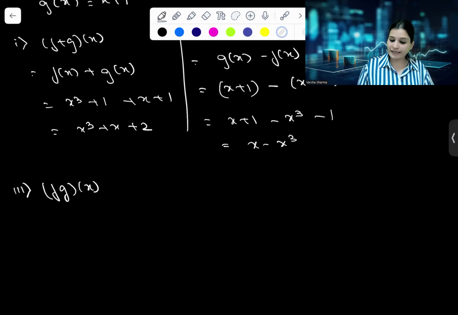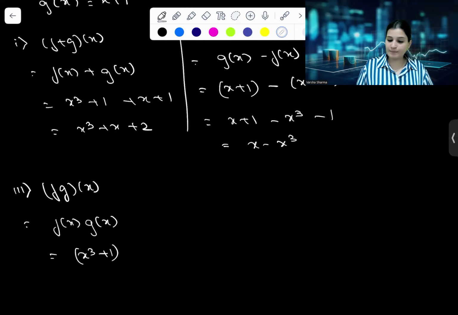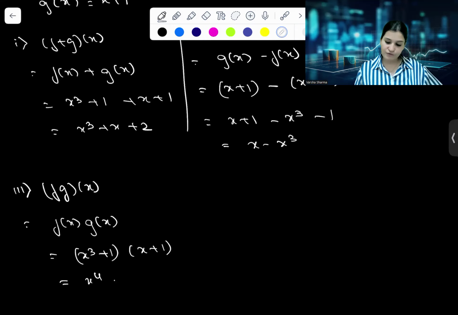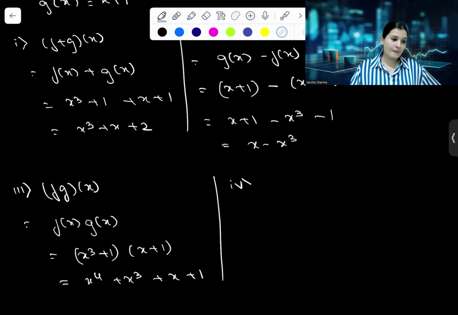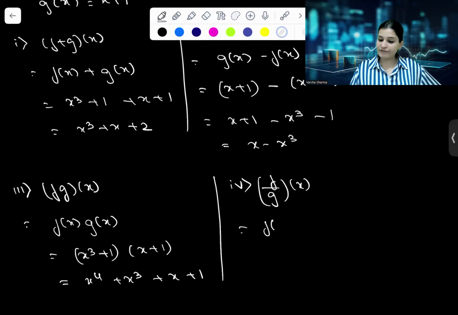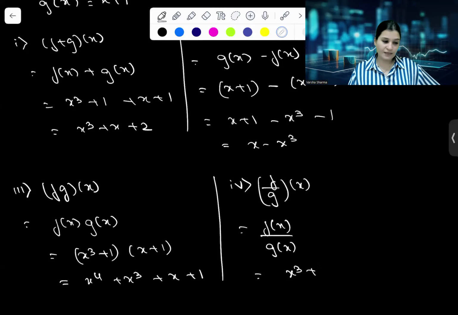So we apply x. That is f of x into g of x. x cube plus 1 multiplied by x plus 1. x power 4 plus x cube plus x plus 1. Yes. Number 4, f by g. So we write here x. That is f of x by g of x. x cube plus 1 upon x plus 1.